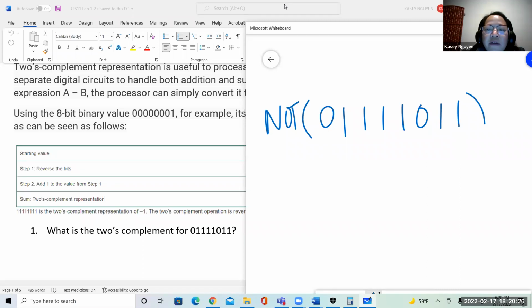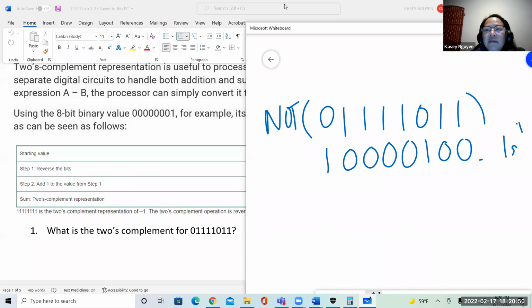So the 0 is going to become a 1. The 1 is going to become a 0. The 1 is going to become a 0. 1 is 0. 1 is going to become a 0. 0 is going to become 1. 1 is going to become 0. 1 is going to become 0. So here is the 1's complement.